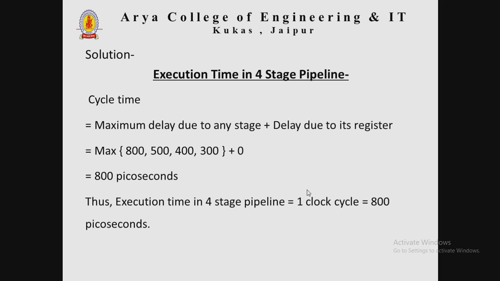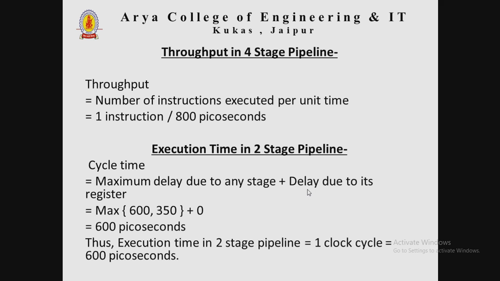The solution is the execution time in the 4-stage pipeline. The cycle time is equal to the maximum delay due to any stage plus the delay due to its register. The maximum value out of 800, 500, 400 and 300 is 800 picoseconds, and the register delay is given as 0. So the value is 800 picoseconds. Now moving to the throughput in the 4-stage pipeline, the throughput is the number of instructions executed per unit time, equal to 1 instruction divided by 800 picoseconds.